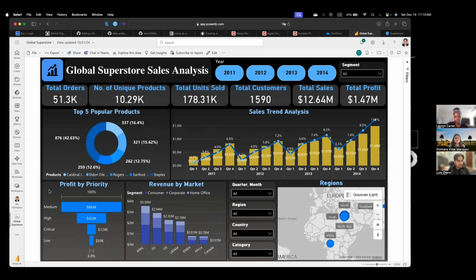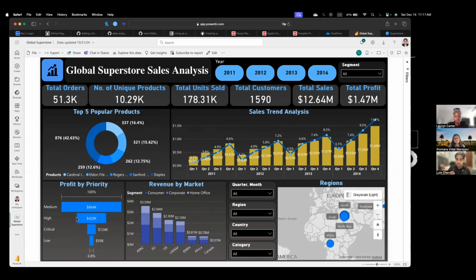All right. If we look at this chart right here, this shows by the different priority segments, which priority segments are generating the most profit. So as shown here, medium priority products account for 8.8% of profit, about $864,000 in total profit, while high priority items contribute an additional $420,000 in profit. So this suggests that prioritizing medium high value items is an effective strategy.